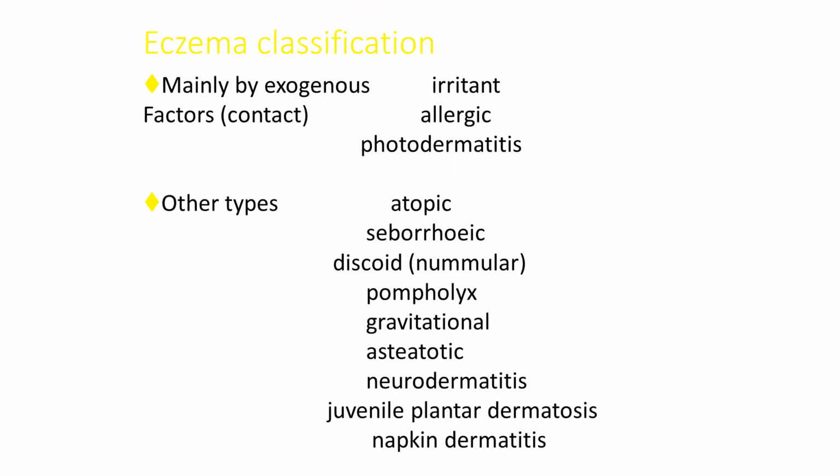Then eczema. Eczema is divided into the contact and the endogenous. Contact is the exogenous variety: irritant, allergic, and photodermatitis. Endogenous includes atopic, seborrheic, discoid, pompholyx, gravitational, and all.